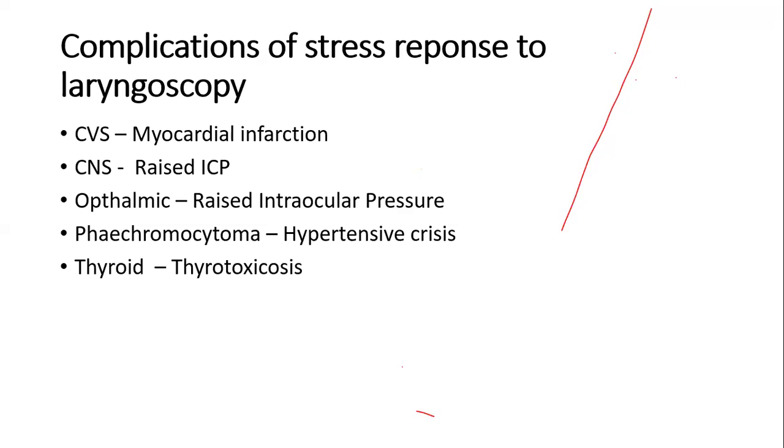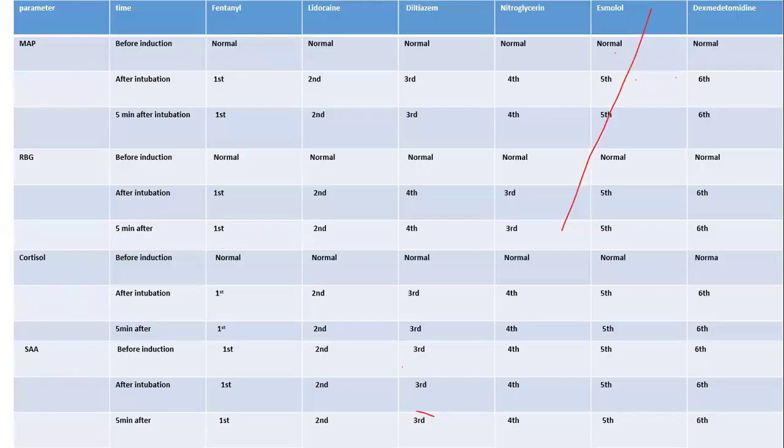Then in ophthalmic patients, because of increased blood flow to the eye, this may give rise to a raised intraocular pressure. Therefore, in patients who have glaucoma, attenuating the pressure response to laryngoscopy is actually a must. In metabolic conditions, such as thyroid disorders and pheochromocytoma, the elevated blood pressure response to laryngoscopy may be deleterious in this set of patients. So obtunding the pressure response to laryngoscopy is very essential in this category of patients.